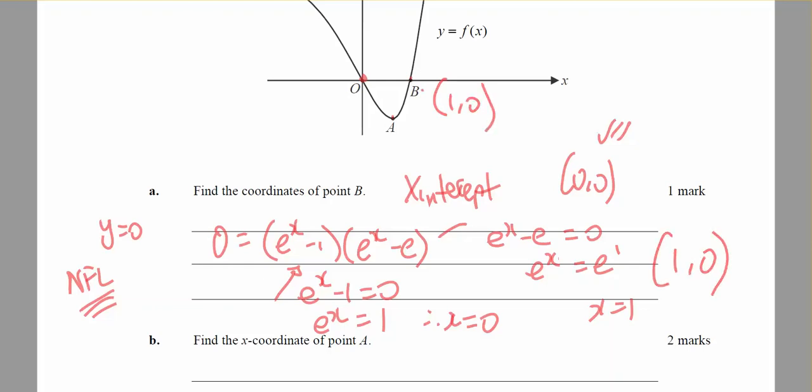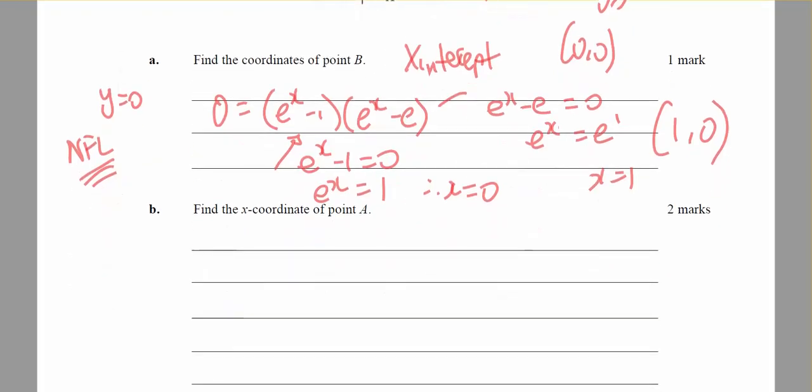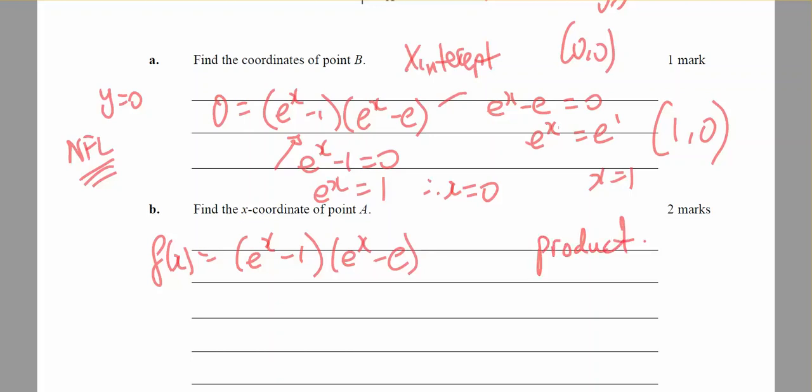Find the coordinate of point A. Well, I need to take the derivative and set the derivative equal to 0. So I've got f(x) equals (e^x − 1)(e^x − e), and I'm going to use the product rule to find the derivative. So u equals e^x − 1, so u' equals e^x. And v equals e^x − e. e is just a number, there's no x there. So v' also equals e^x.